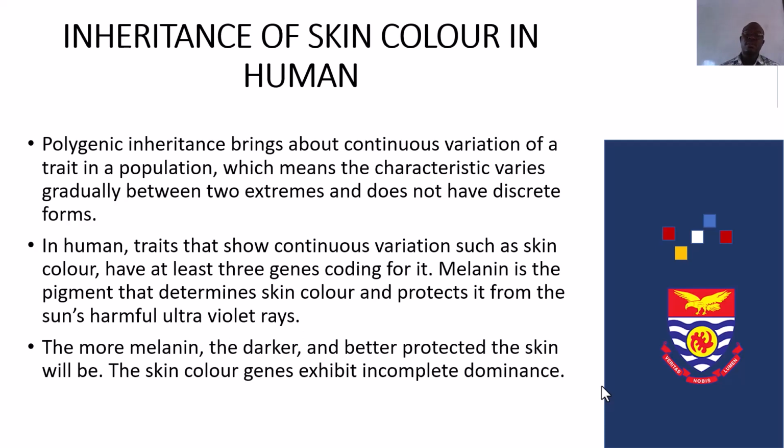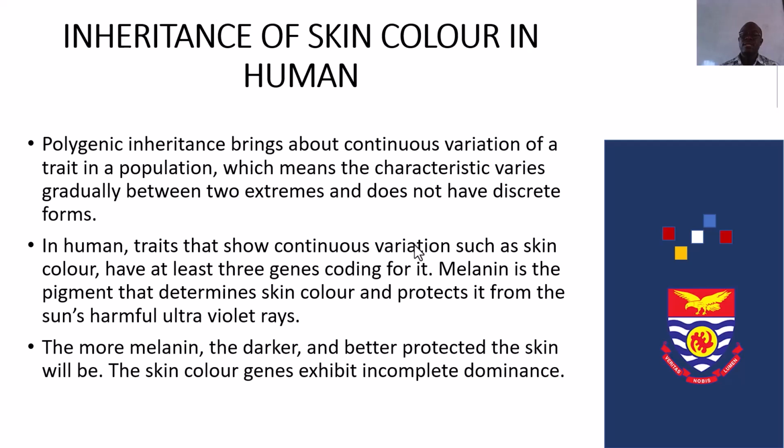Polygenic inheritance brings about continuous variation of a trait in a population, which means the characteristic varies gradually between two extremes and does not have discrete forms. In humans, traits that show continuous variation, such as skin color, have at least 3 genes coded for it.